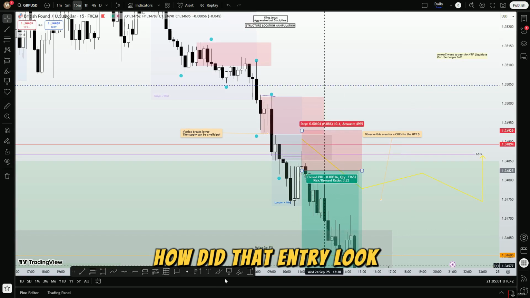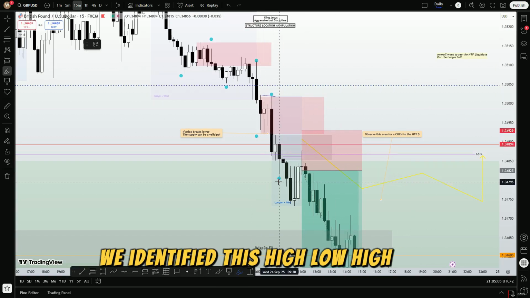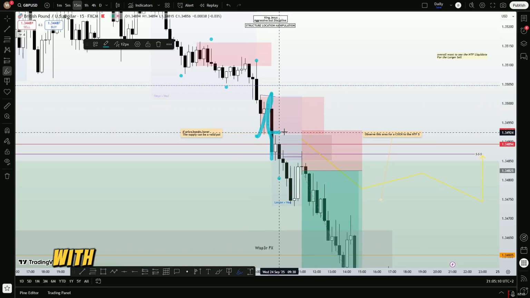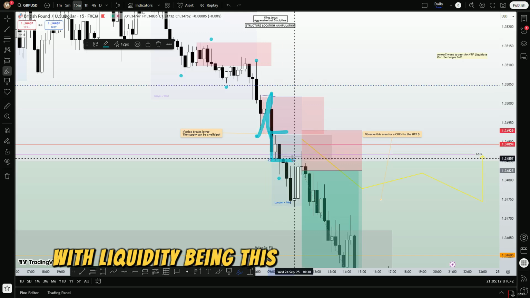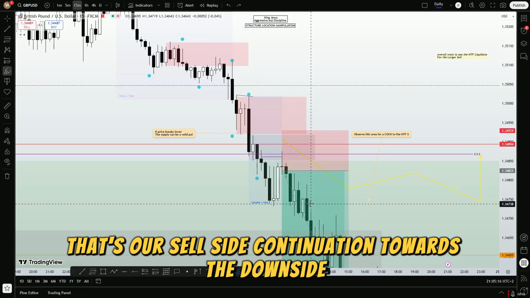How did the entry look? Initially coming into the session, we identified this high, low, so we identified the most recent buy to sell with liquidity being this doji candle over here. That's our sell side continuation towards the downside.